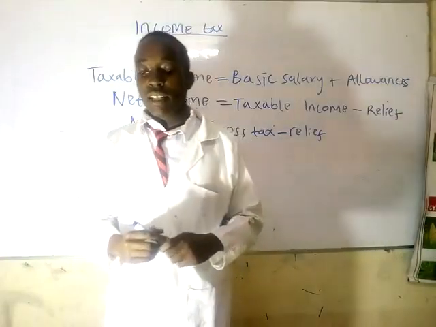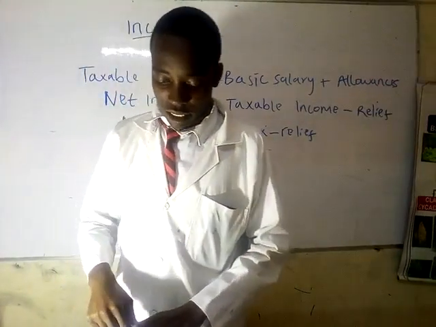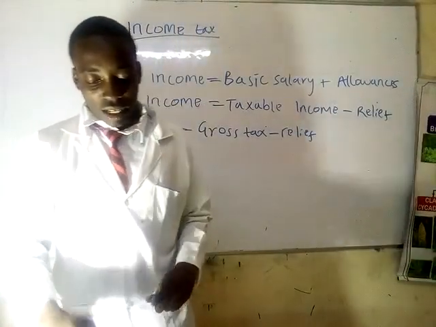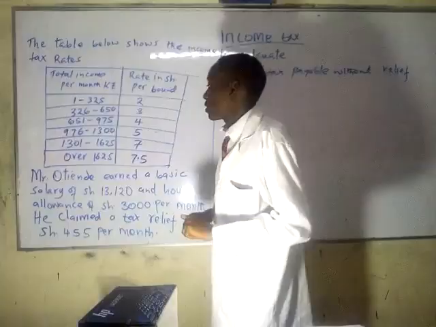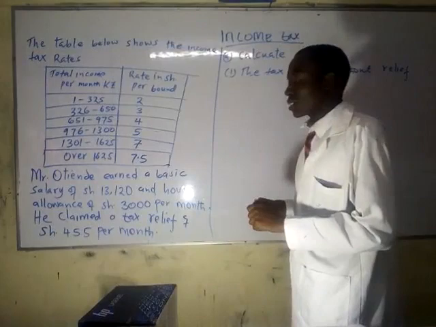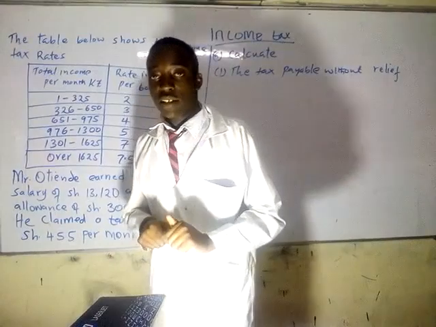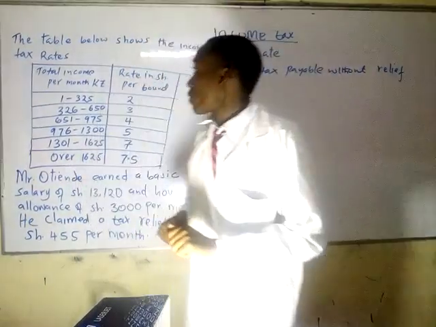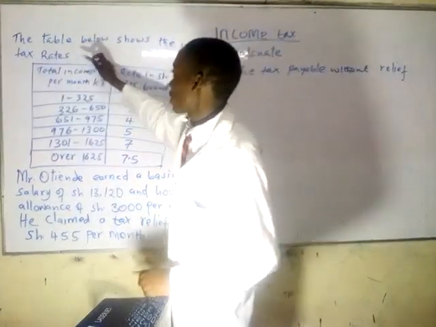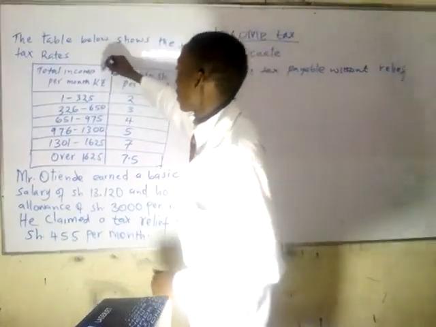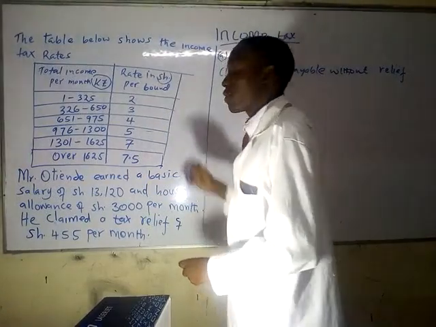For example, I have a question here which was asked in KCSE 2017. It says, the table below, here's our question. This is a very common question. It is always tested on paper 2 KCSE. It carries 10 marks, so it is a very important question for you to know. First, our question says that the table below shows the income tax rates. We have the table there, but the table is in Kenyan pounds, but the rate is in shillings. You have to note that.